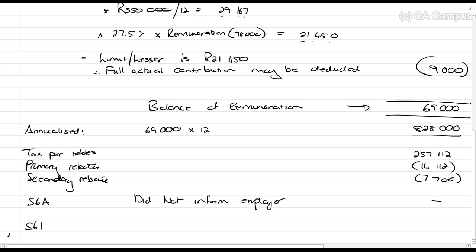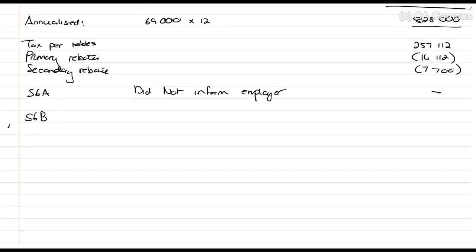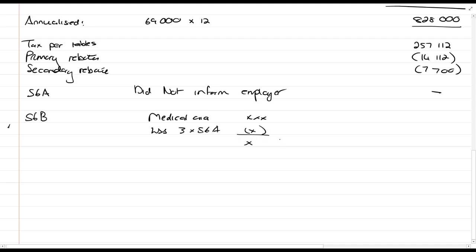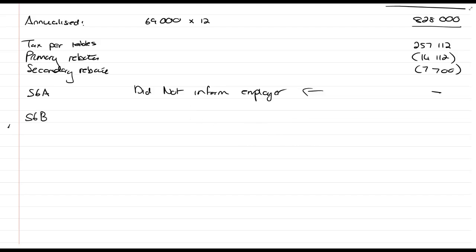Section 6B, can you claim that? Yes, only if the employee is 65 or older. Then you can claim that portion where we go medical aid contribution less 3 times section 6A, and that amount times 33.3%. You can do that, but you need to know what the medical aid contribution was. And because you didn't inform the employer, that is also relevant for section 6B. So no section 6B. That's just a little bit of quick recap for you.